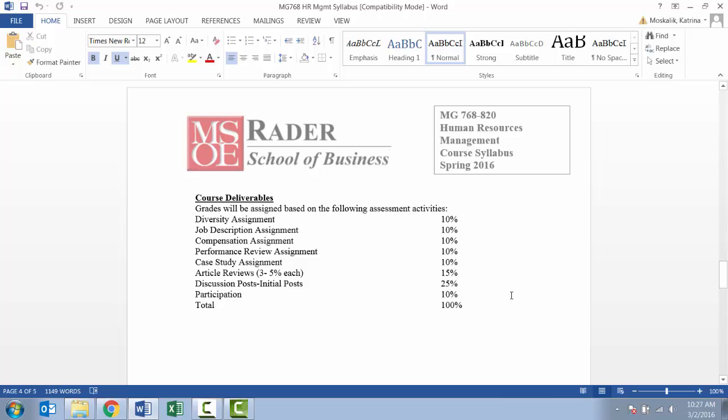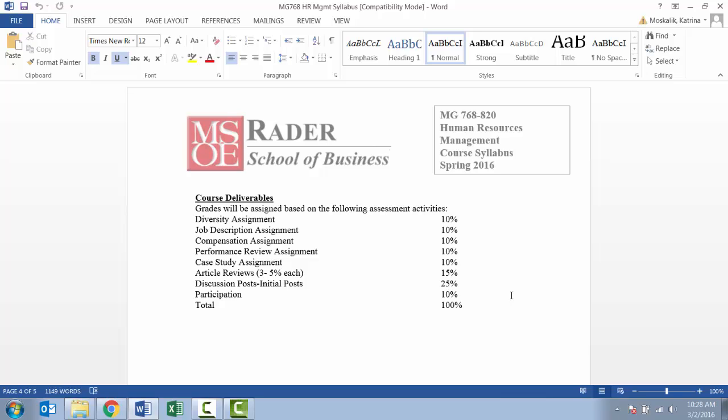Speaking of assignments, this is what you're being graded on in our course. You have a diversity assignment, a job description assignment, a compensation assignment, a performance review, and a case study. These are your 5 big assignments. They're each worth 10%. You have 3 article reviews, which are each worth 5%. And then you have roughly 20 discussion posts.